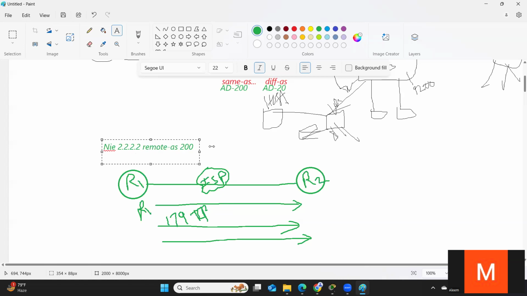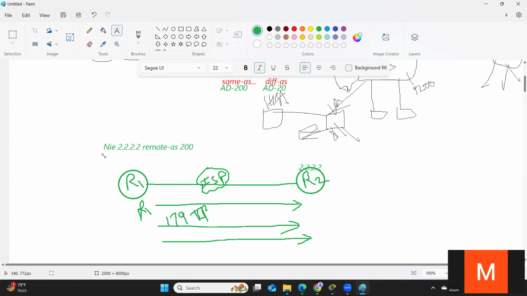If we are configuring eBGP, that time we will give a different AS. The 2.2.2.2 is a loopback IP address, or a directly connected interface, or whichever. We can form an indirect neighborship also, and we can form a direct neighborship also, through the neighbor command.